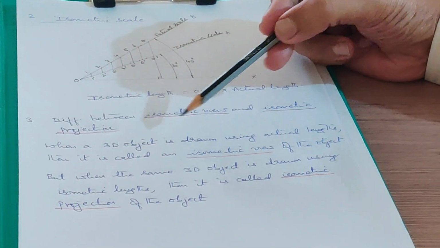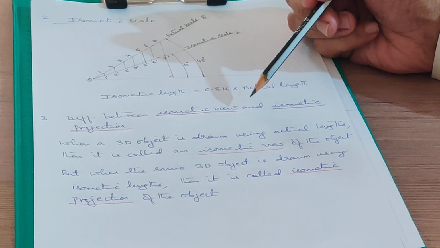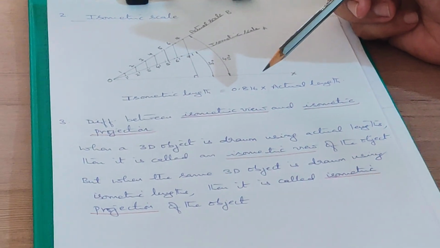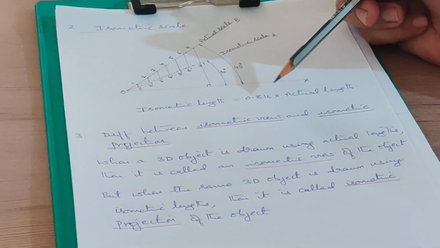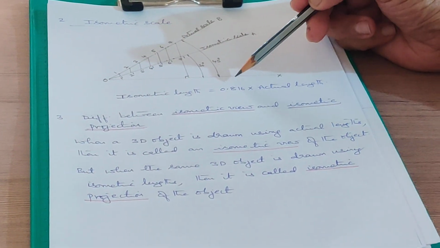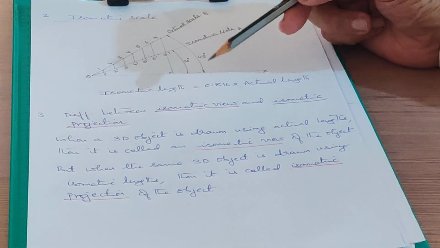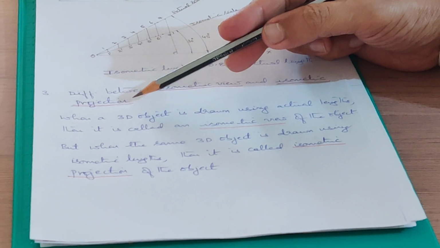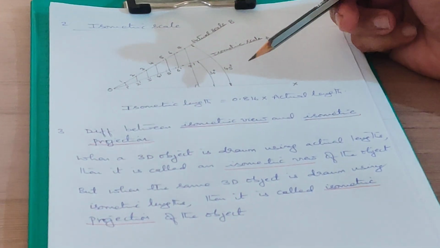That means you will use actual lengths and draw it. Then there is an option called scale in your Solid Edge. You go to that scale option and enter the scale as 0.816. The isometric view will then be converted to isometric projection. That is the practice you follow when you use Solid Edge.